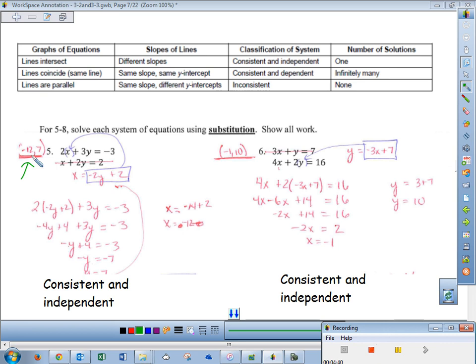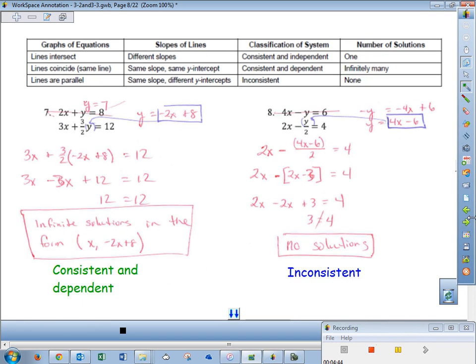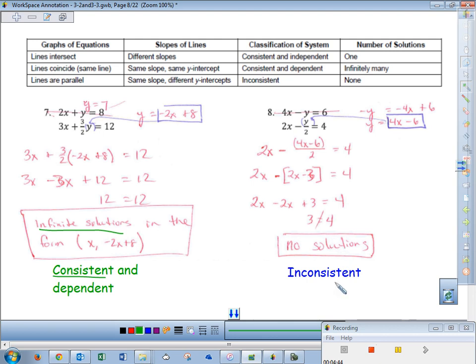There was an answer on 5, so that's consistent. Since there was only one answer, that's independent. Same thing with 6. One answer, that's consistent and independent. On 7, there were infinite solutions, so it's consistent, but that means it's dependent since there's an infinite number of answers. And then this guy had no solutions, so he was inconsistent. You okay with classifying a system?